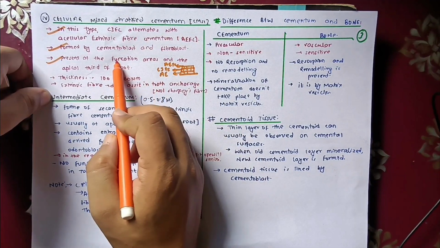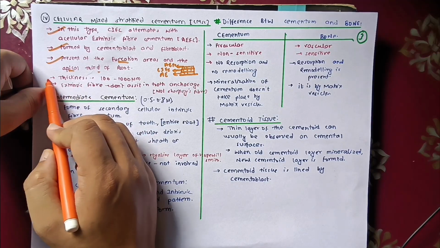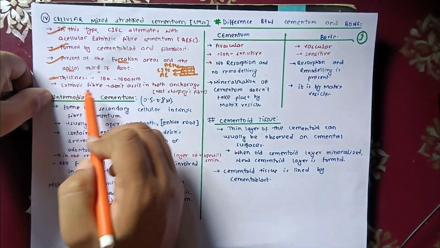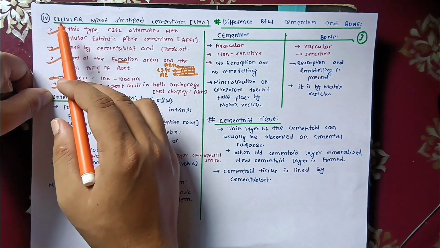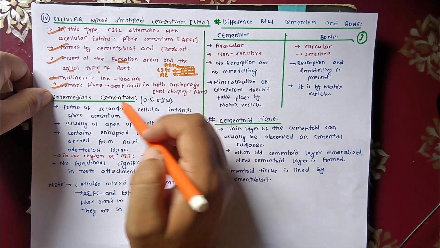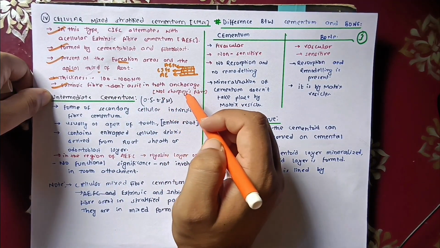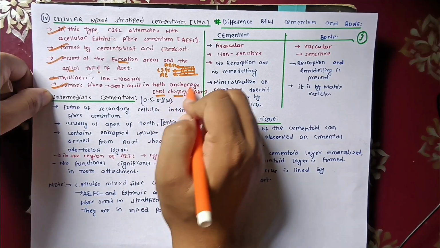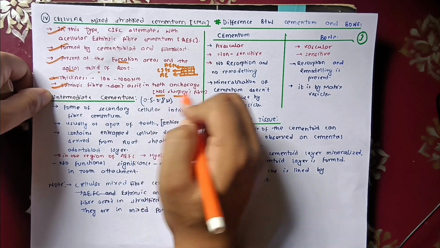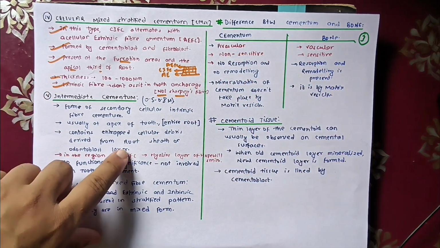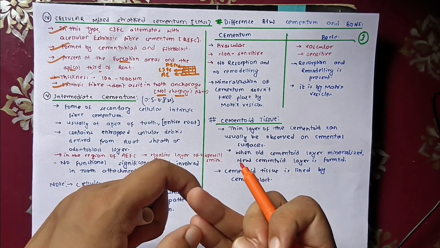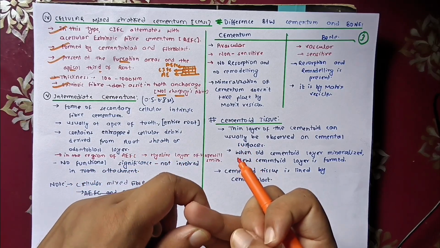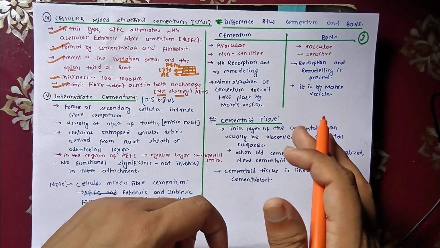The furcation area and the apical third of the root, and the thickness is 100 to 1000 micrometer, and extrinsic fibers don't assist in the tooth anchorage. The extrinsic fiber present in this cellular mixed stratified cementum doesn't assist in tooth anchorage, and they are not surface fibers. So you should remember from this type of cementum that there is a cell, there are two kinds of fiber, and there is also stratification, there is the layer.